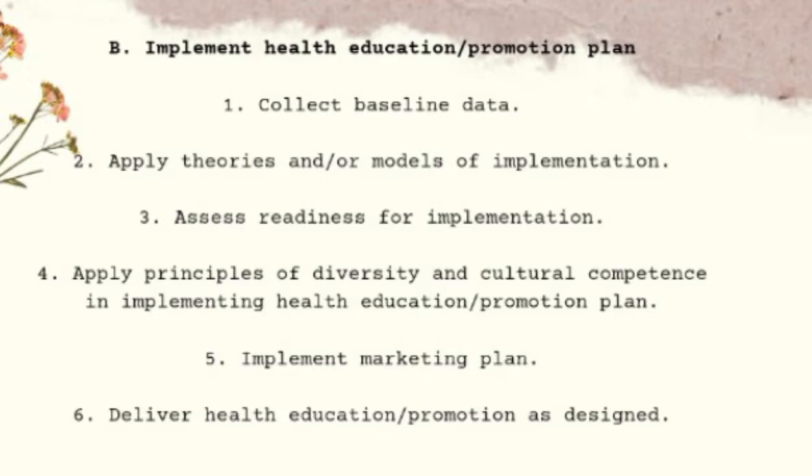Implement health education or promotion plan. First, collect baseline data. Second, apply theories and or models of implementation. Third, assess readiness for implementation. Fourth, apply principles of diversity and cultural competence in implementing the health education or promotion plan. Fifth, implement marketing plan. And sixth, deliver health education or promotion as designed.